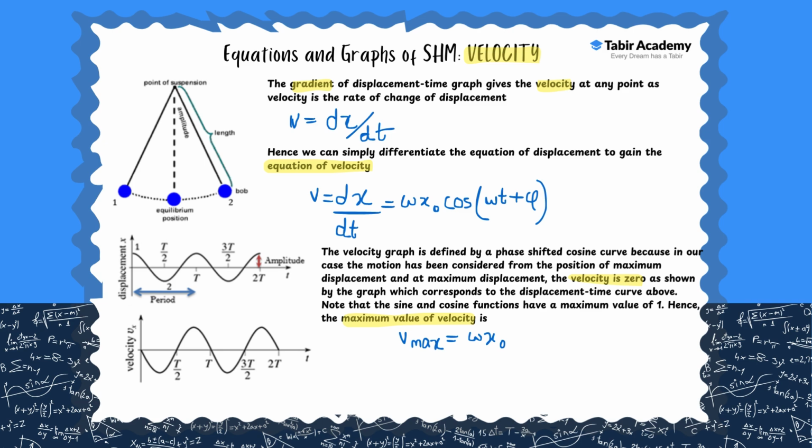So now, as you all know, the maximum value of the sine and cosine functions can only be 1. Hence the maximum value of the velocity is v equals w x naught.